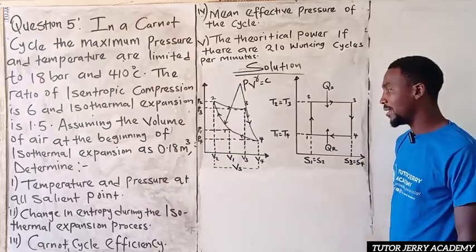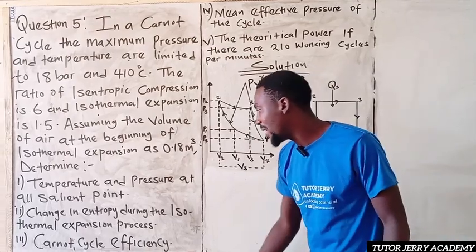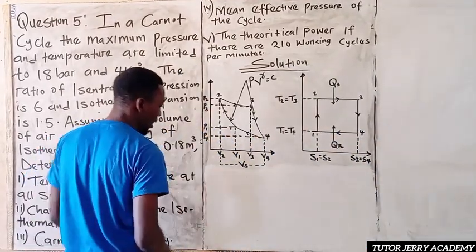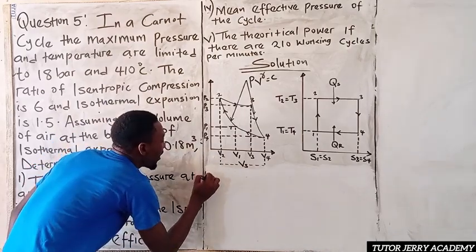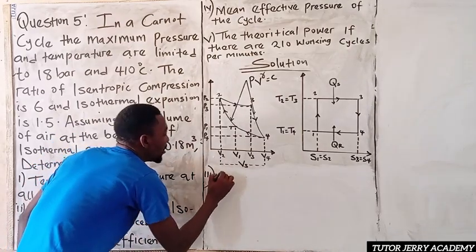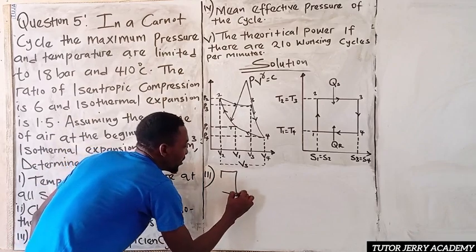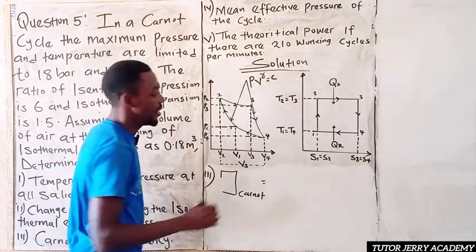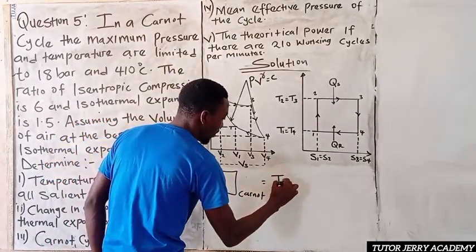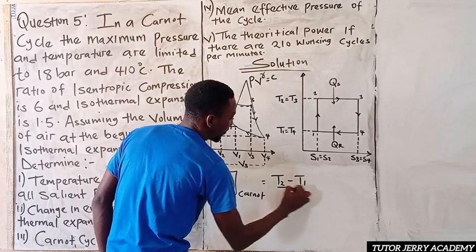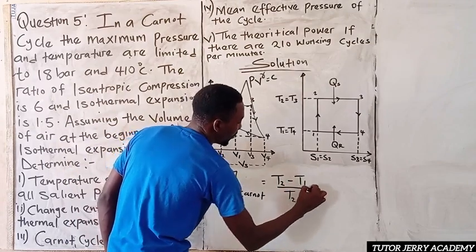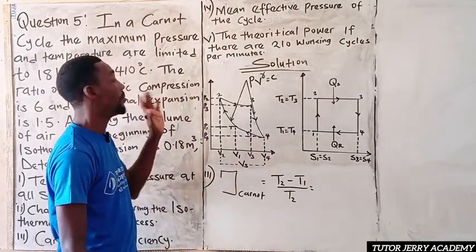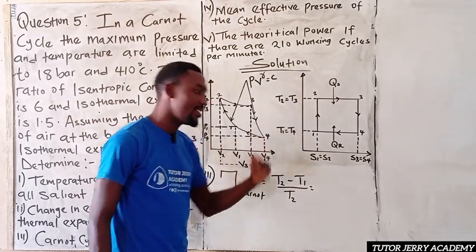On question number 3, we are asked to find the Carnot cycle efficiency. All right, so how do we do that? We said that our Carnot cycle efficiency is denoted by this. It is equal to T2 minus T1 all over T2. So let's substitute. I cleaned up the board, but I can still recall some of the values.